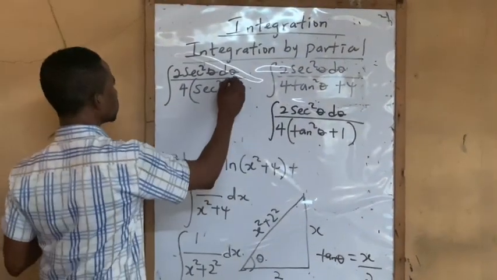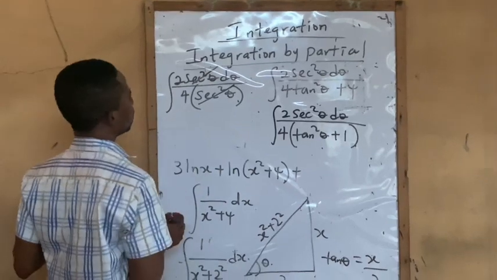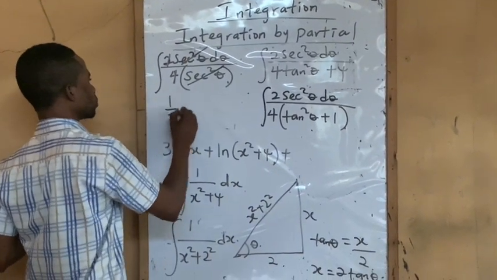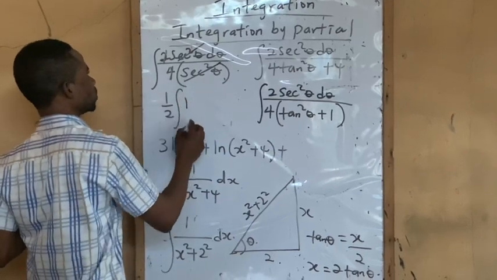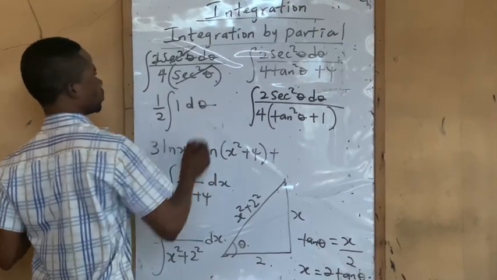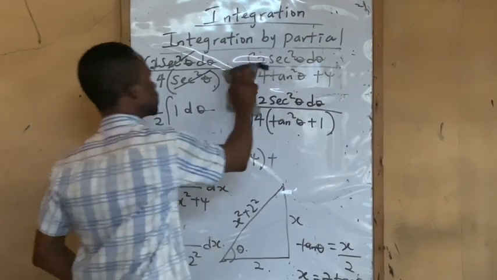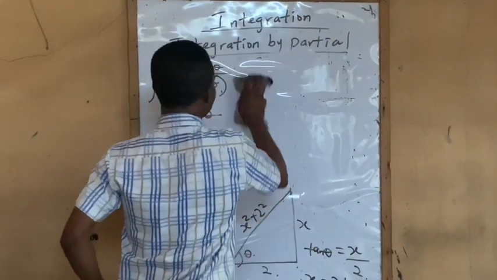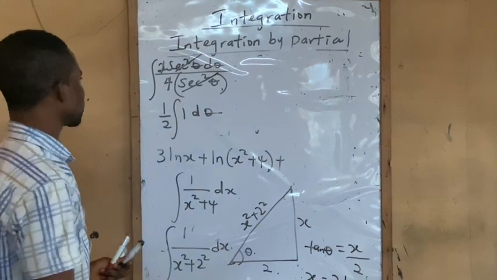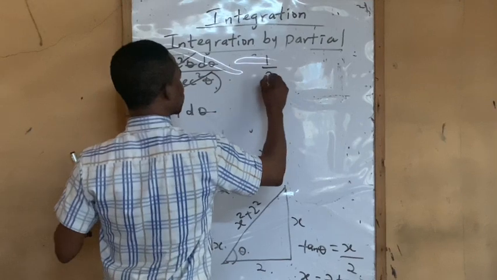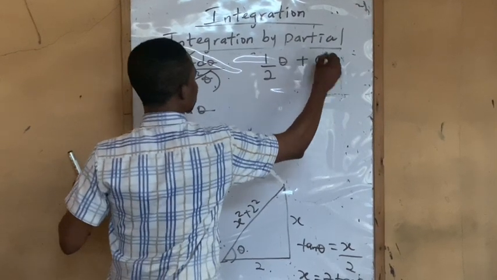So definitely, sec squared theta cancels sec squared theta. So we have 2 here, 2 here. That means 1 all over 2, 1 d theta. So now that I've gotten this, what is now integral of 1? That is theta. That is 1 all over 2 theta plus c.